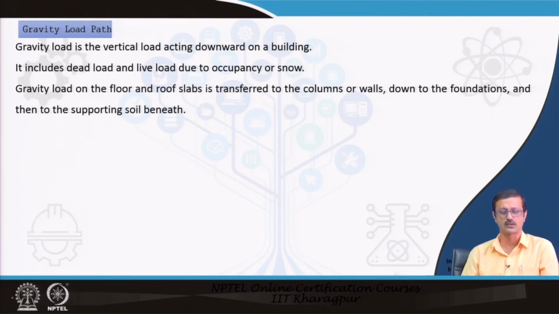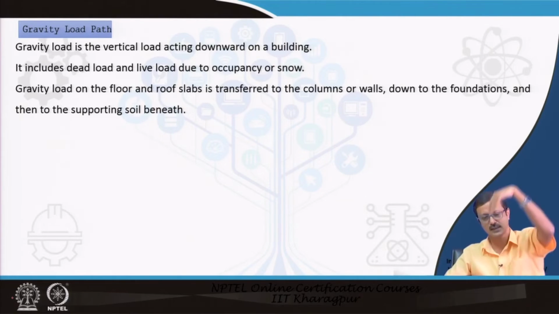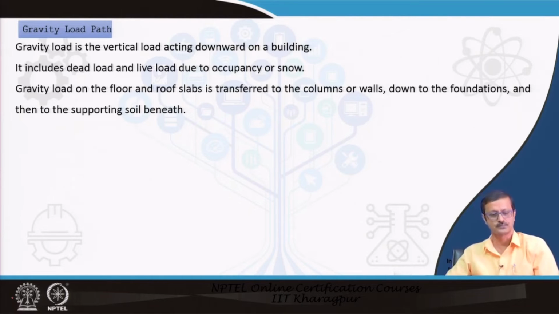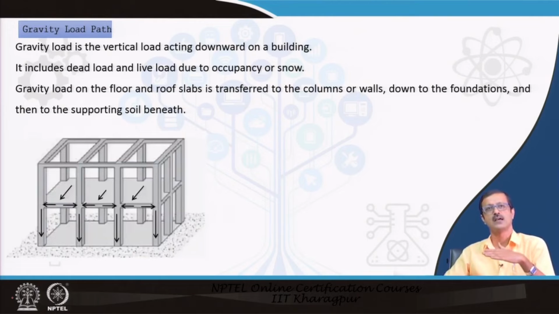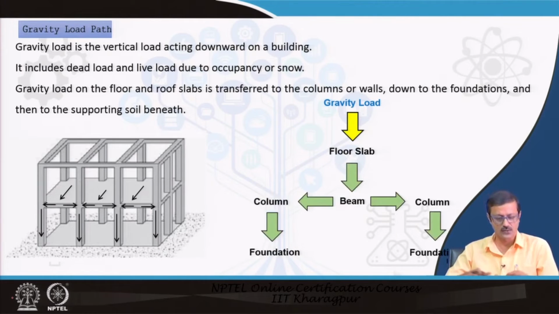In the gravity load path, the loads are of gravity, which are your dead load and live load, which are downward on the building along a vertical path. You will take a vertical path from top to bottom, and this path starts from the slab. So, the gravity load comes to the floor slab first, and from the floor slab it goes to the beams, and from the beams it goes to the neighboring columns, and from the columns it will go to the foundation. So, it goes like that.